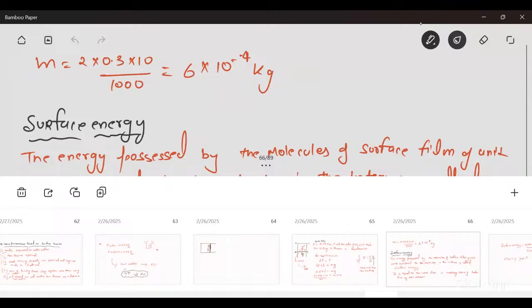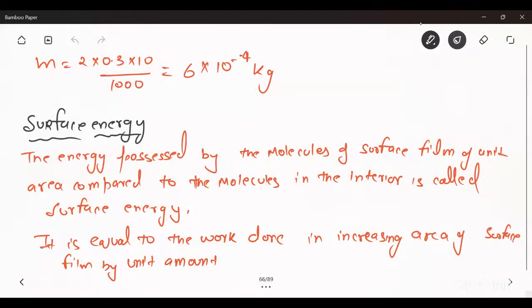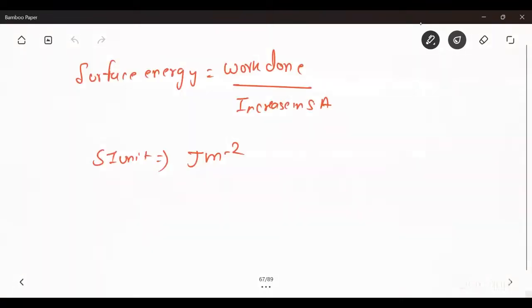Surface energy is the energy possessed by the molecules of a surface film of unit area compared to the molecules in its interior. Or you can simply write it as equal to the work done in increasing the area of the surface film. If you have a problem learning the definition of surface energy, you can learn this definition: it is equal to the work done in increasing the surface area of the surface film by a unit amount. The surface energy is defined as the work done per unit increase in area.